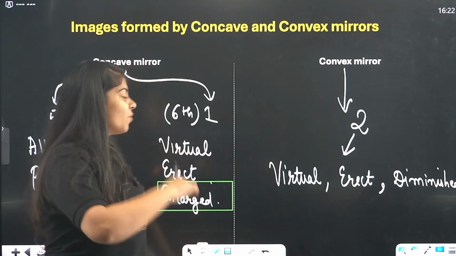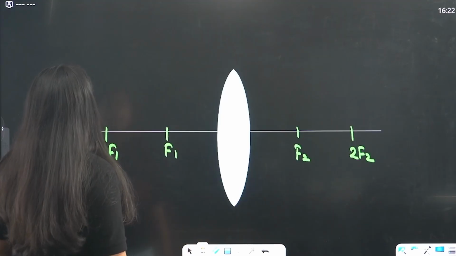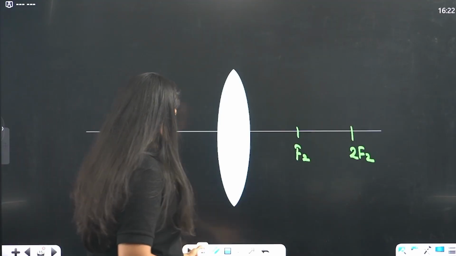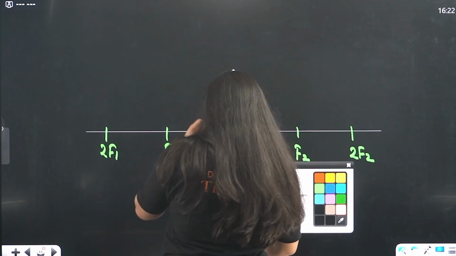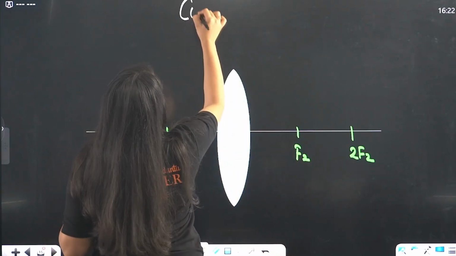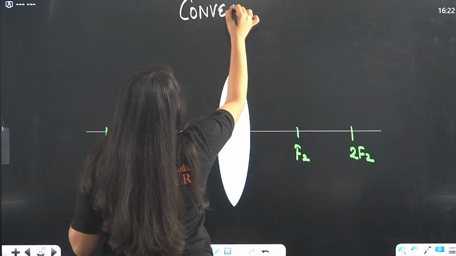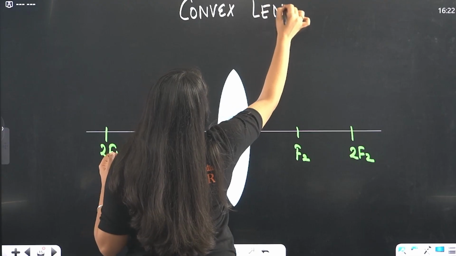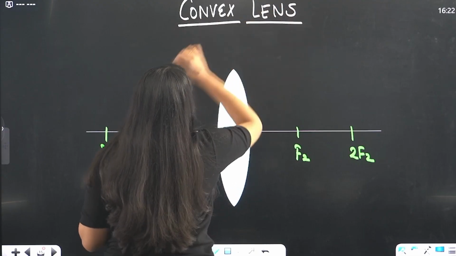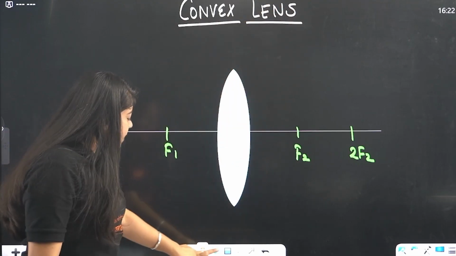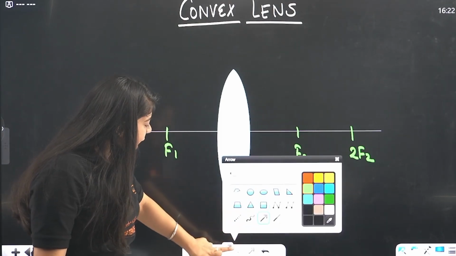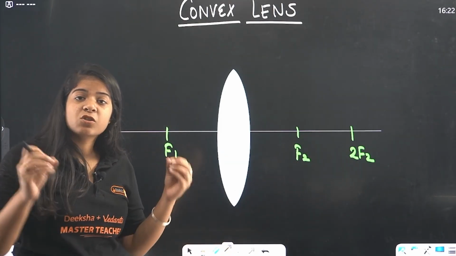Understood? Now moving on to lenses. The first lens we have, which lens is this, everyone? This is our convex lens. Very good. Now, this convex lens, beta, has again the same functions as the concave mirror.